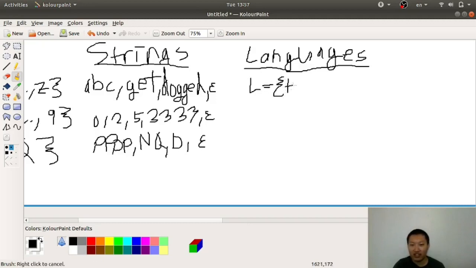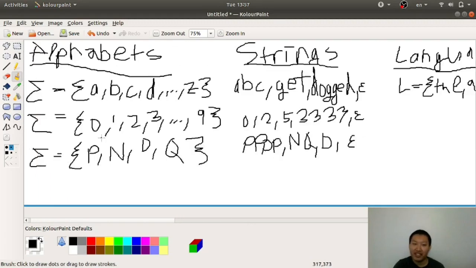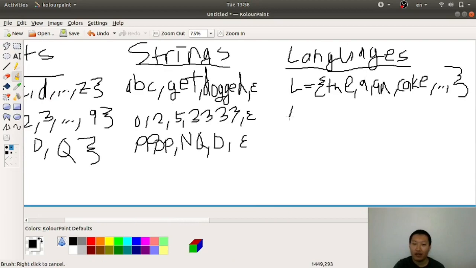So this would be like the, and, cake. My handwriting on this touchpad is awful. But this would be like the language of all possible valid English words. And similarly, with the second alphabet we considered, we could have the language of all prime numbers. So that would be like 2, 3, 5, 7, 11, etc. So that's another possible language you can consider.